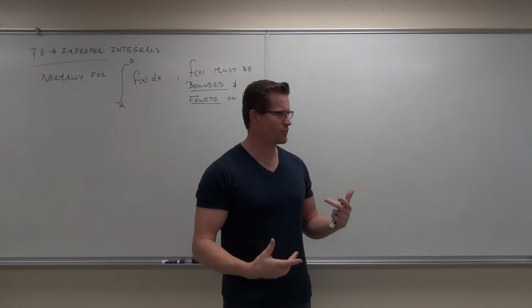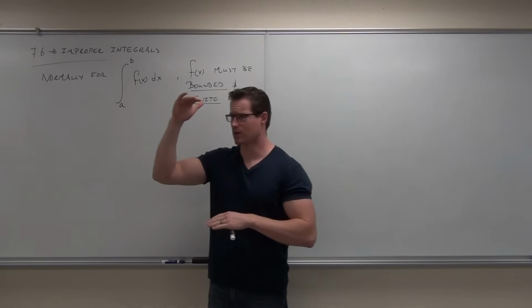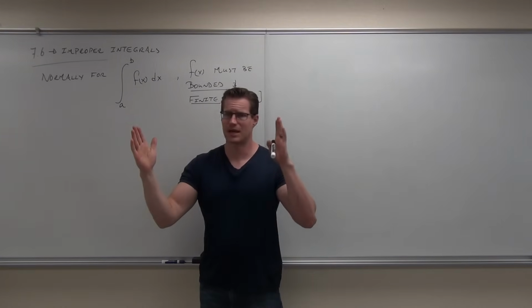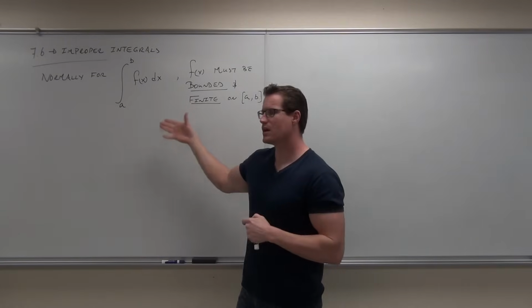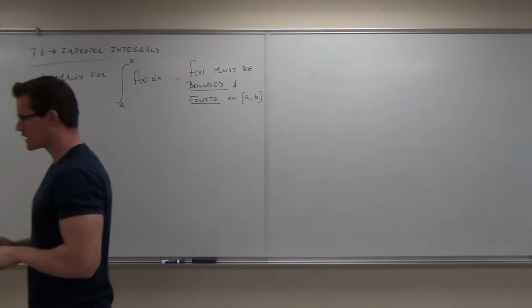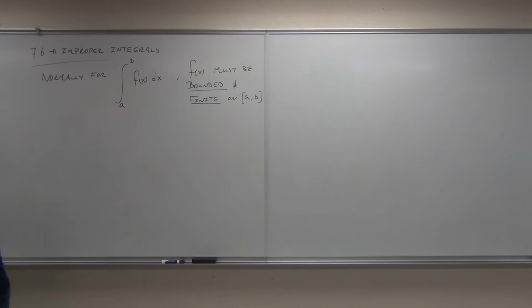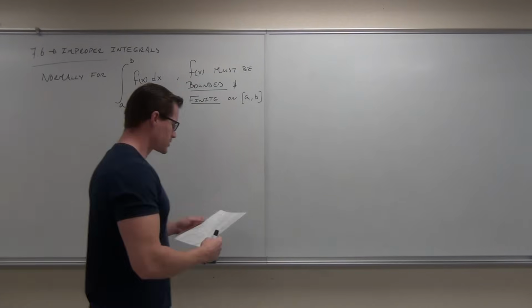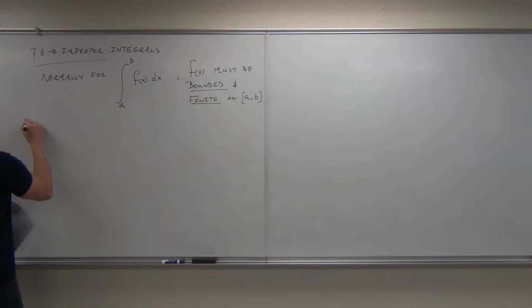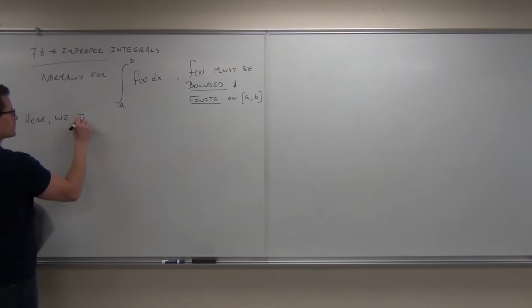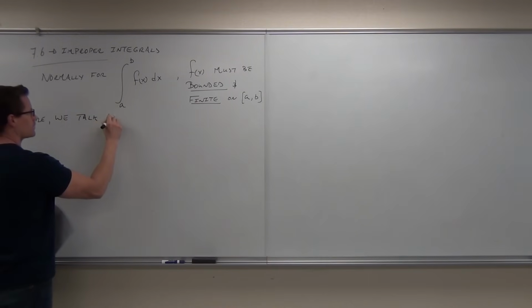Do you guys understand the idea of bounded? It has an upper limit, has a lower limit. It has a right side limit, has a left side limit, A and B. So basically, anything that's not like this is called an improper integral. We're going to study what those scenarios are and how in the world we're going to deal with them. So now, we're going to talk about two basic scenarios. Here, in section 7.6, we talk about these two cases.